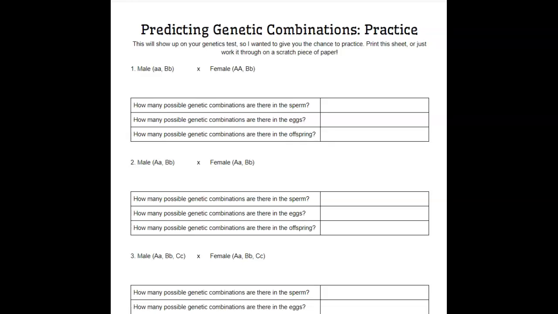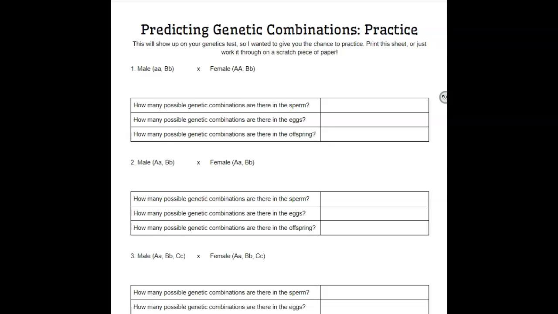So I'm going to start with number one. These problems get more and more complicated as they go down, so I'm going to start with the easy ones just to walk you through it a little bit. Starting with number one, looking at location A, or gene A on the male, he only has one version of this gene that he's going to pass on. He's only got one allele that he could potentially pass on since he's homozygous for little a.